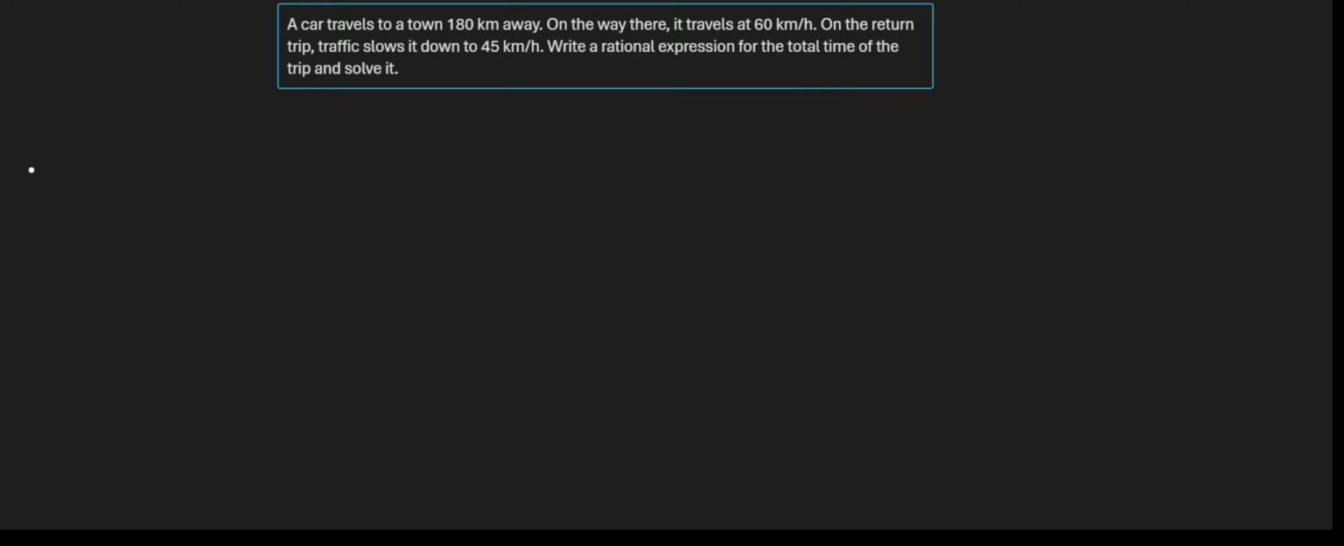Now, next question. A car travels to a town 180 kilometers away. On the way there, it travels at 60 kilometers an hour. On the return trip, traffic slows it down to 45 kilometers an hour. Now find the total time it takes. So now we just gotta use the same equation. Time equals distance over speed. So distance is 180, so 180 over 60 plus 180 over 45. Right, so we're finding total time, which equals the distance over the speed. This question is quite simple, and that equals the time.